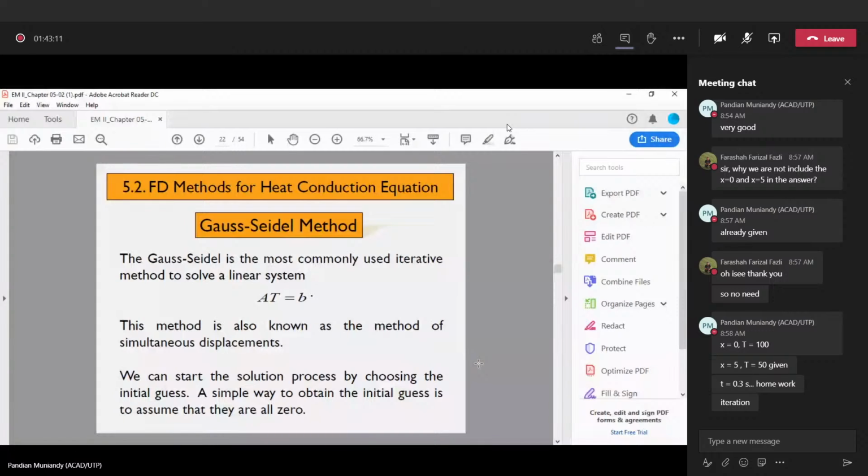So the implicit method is not solving the heat conduction equation. We will use the Gauss-Seidel method to solve the heat conduction equation. So here we have two methodologies. That is why this is a more advanced and stronger version. So what is the Gauss-Seidel method?